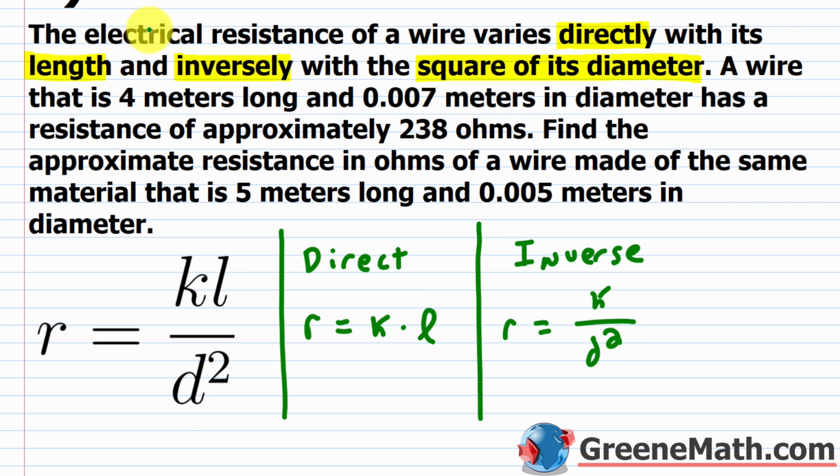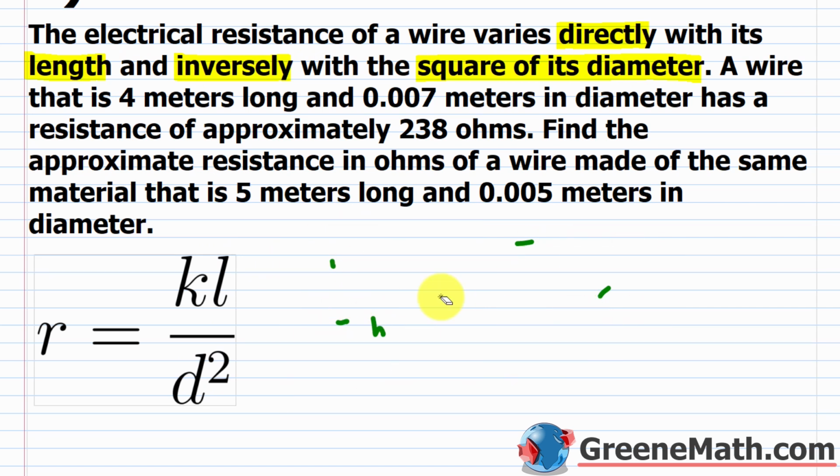Again, this is telling me the electrical resistance of a wire varies directly with its length. So that's why this is up here, and inversely with the square of its diameter. That's why this is down here. Okay, let me get rid of this now that we understand where the model's coming from. If you get a question like this on a test or something, just stop and say, okay, what's the direct variation part? What's the inverse variation part? And then just merge the two together into one model.